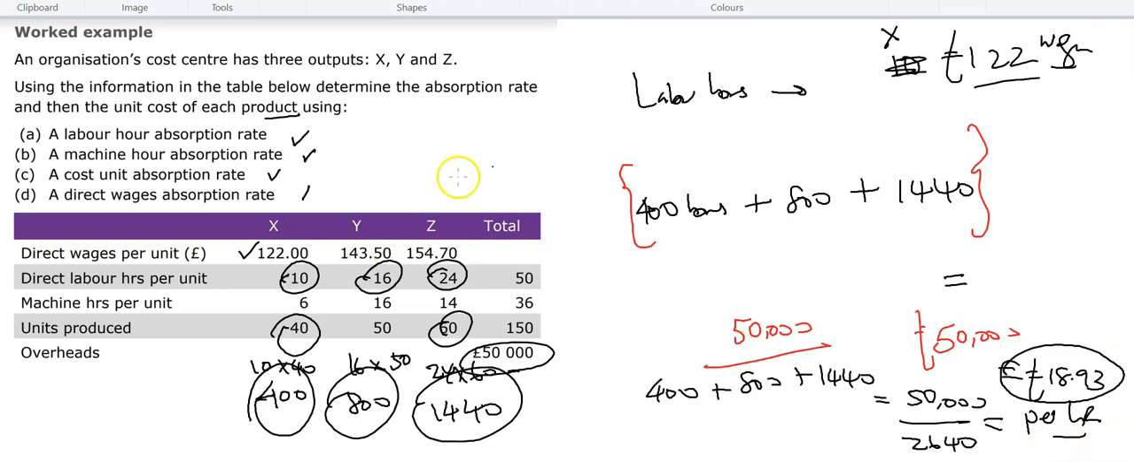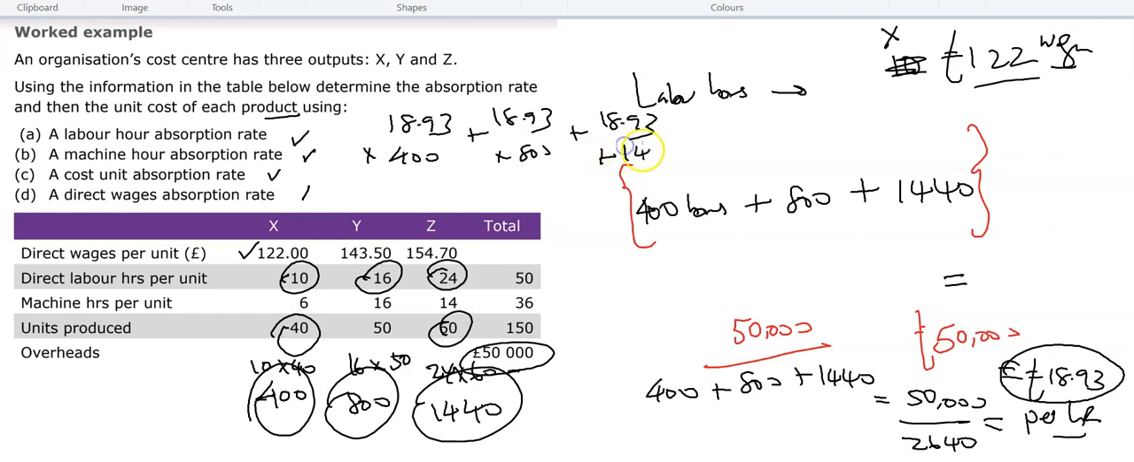Let's look at it. That's exactly what we're saying: we just want to know what the charge is per hour. Because now if I do £18.93 times 400 plus £18.93 times 800 plus £18.93 times 1440, I will get the 50,000, because that's the focus. I'm just trying to split this overhead. That's the key point here.